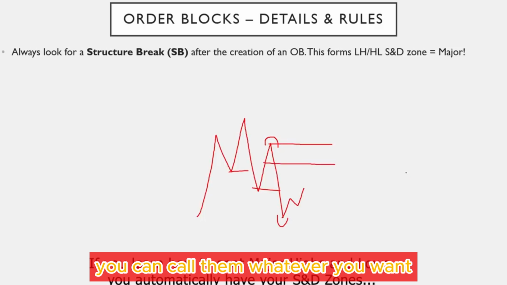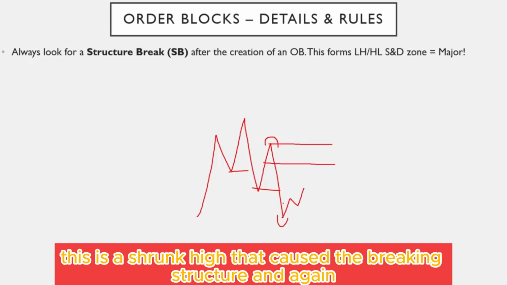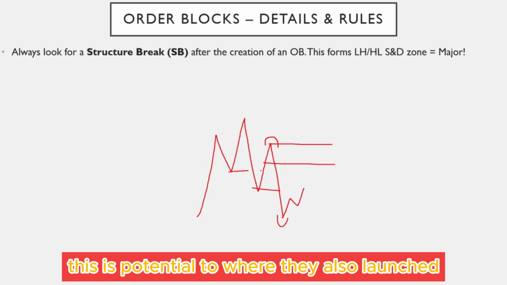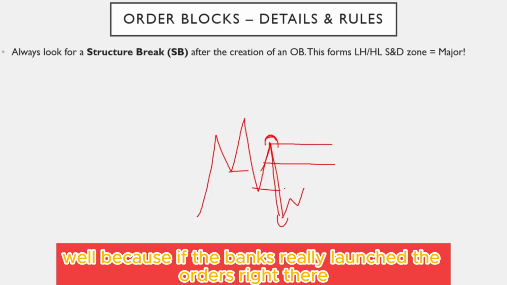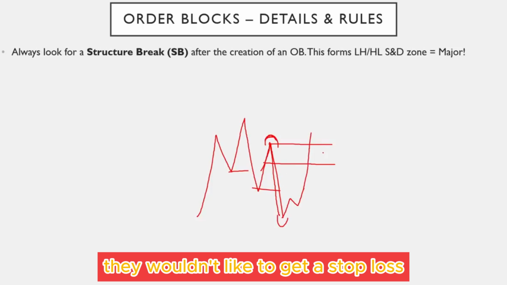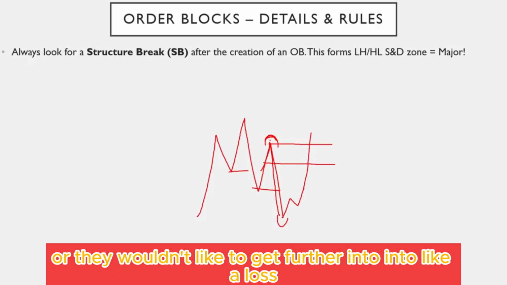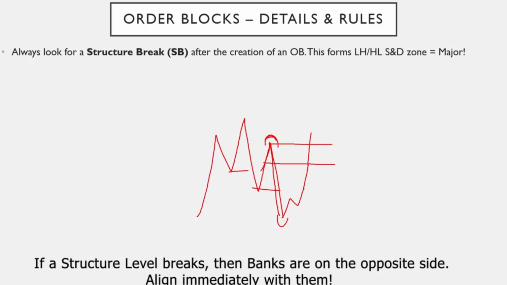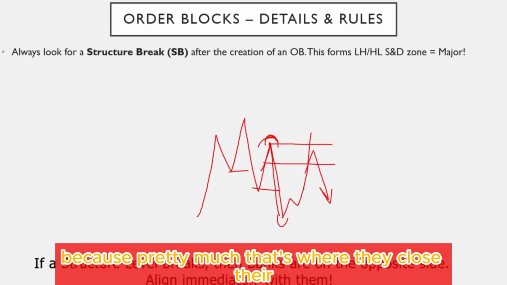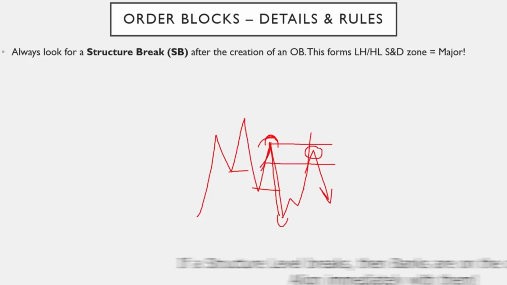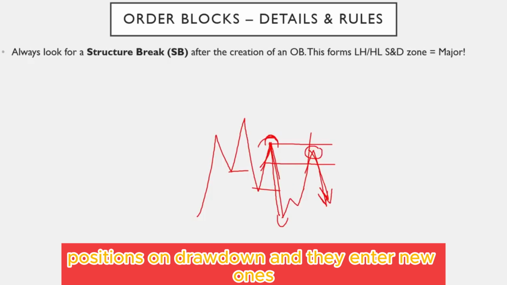You can call them whatever you want. This is a strong high that causes the break of structure. And again, this is potentially where they also launched a little bit of fake moves. So the market should not usually go above this high. Why? Because if the banks really launched the orders right there, they wouldn't like to get stopped out or get further into a loss. So usually you're going to see those highs respected perfectly, because that's where they close their positions on drawdown and enter new ones.